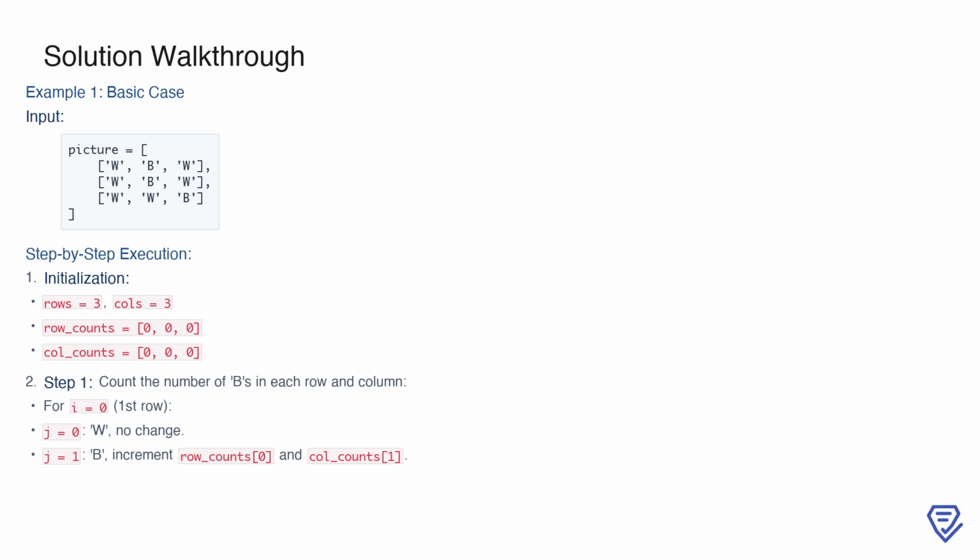Starting with the first row at i equals 0, we examine each column. At j equals 0, the pixel is W, so no changes are made. At j equals 1, we find a B, so we increment row_counts[0] and col_counts[1] by 1. At j equals 2, the pixel is again W, so no change occurs. This process continues for the remaining rows, as we'll see shortly.